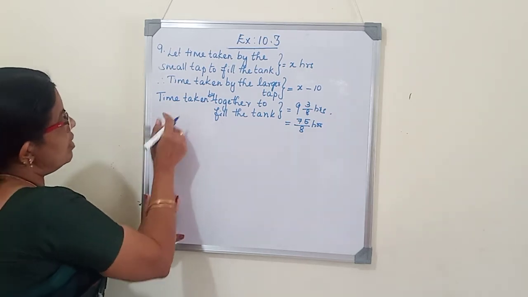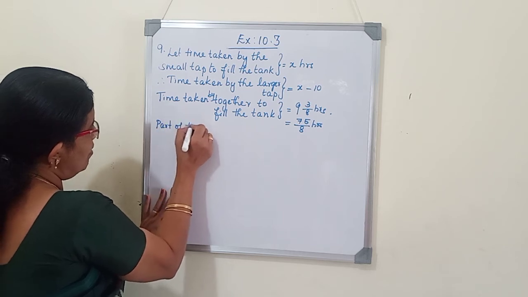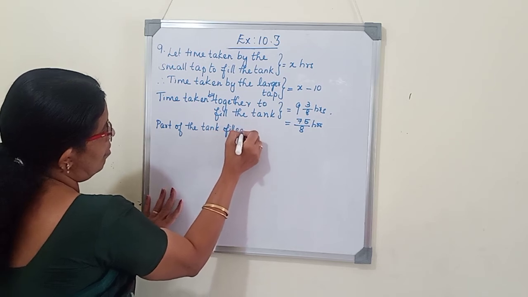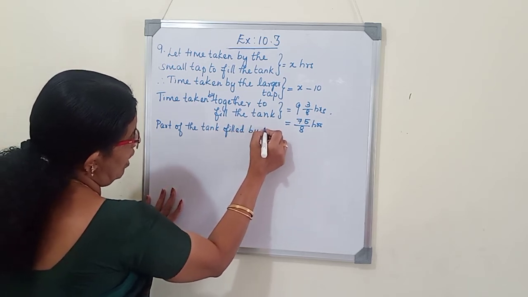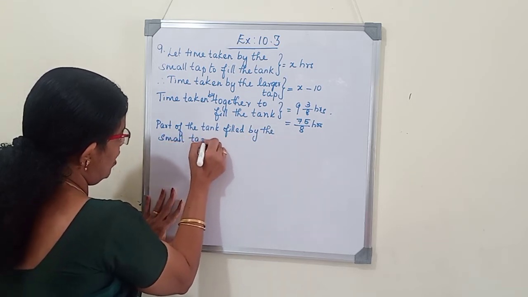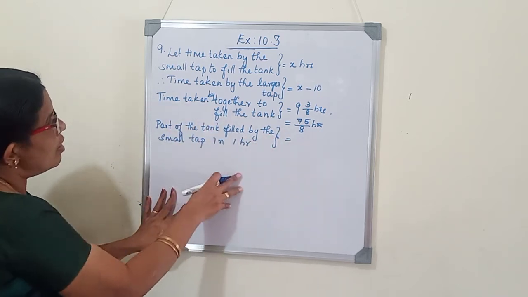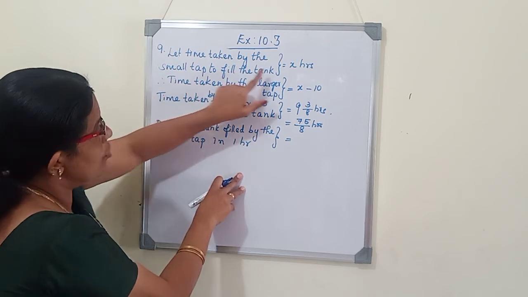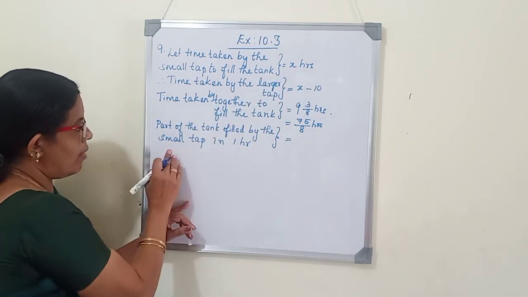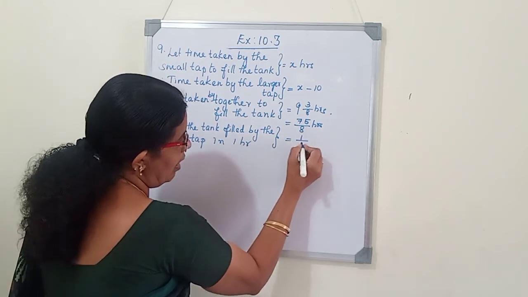So here what we should do is write the part of the tank filled by the smaller tap in 1 hour. A similar question we did in pair of linear equations. Here the total time the smaller tap will take to fill the tank is x hours. So if it takes x hours to fill the tank, the part of the tank filled in 1 hour is 1 by x.